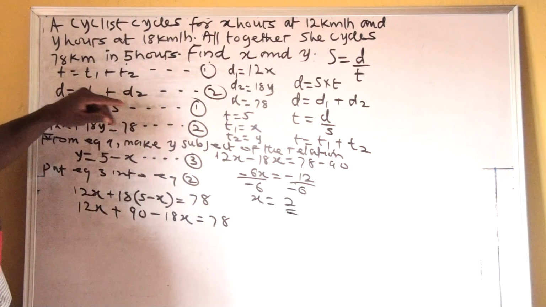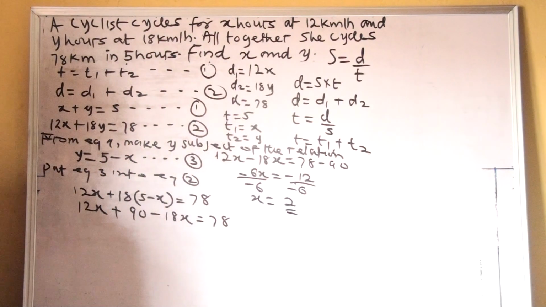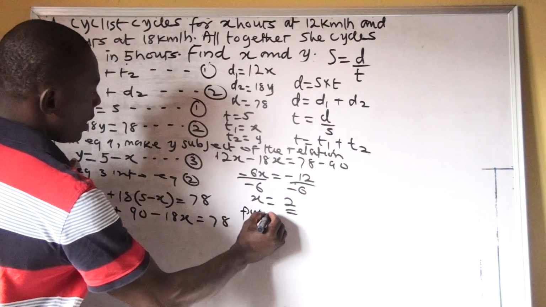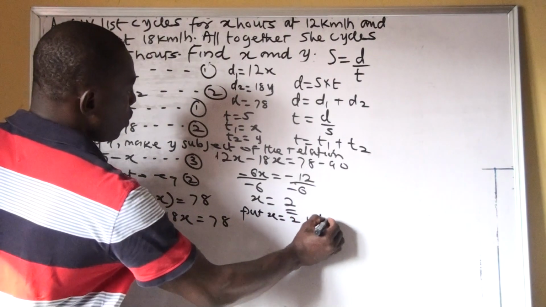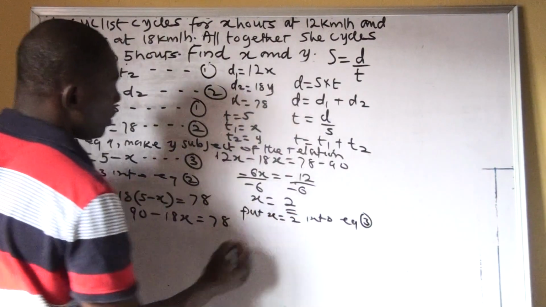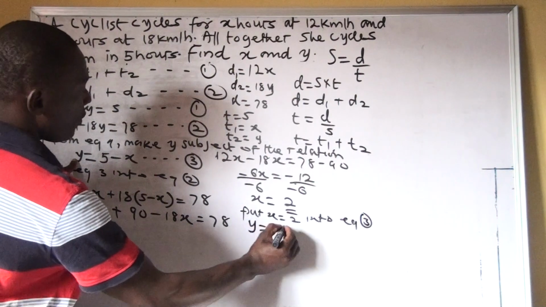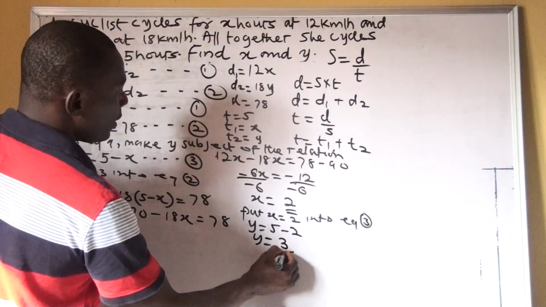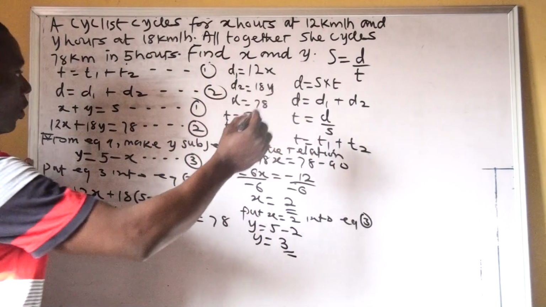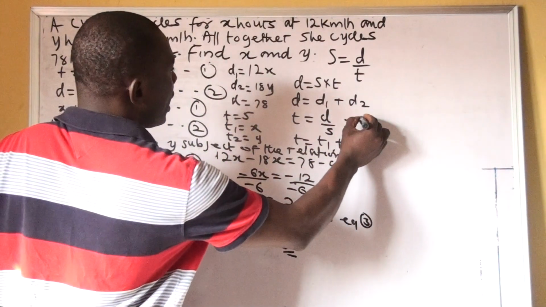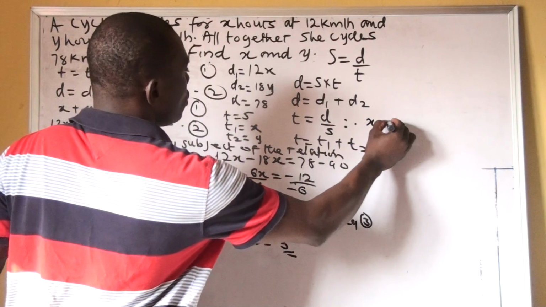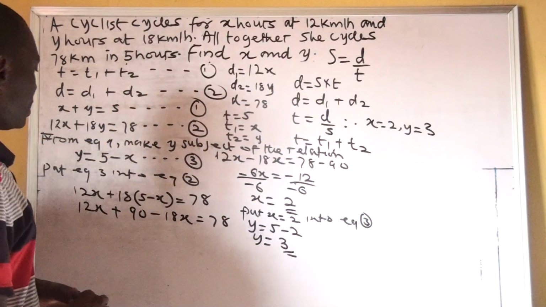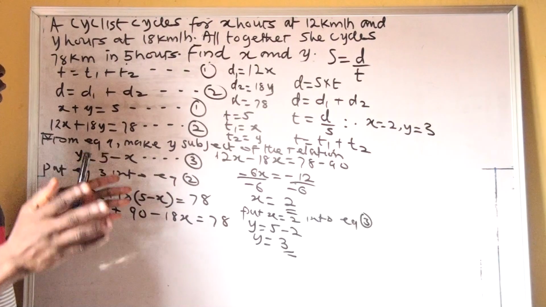Now we've gotten the value of x, so that means we can also obtain the value of y from equation 3. From equation 3, let's put x is equal to 2 into equation 3. So here we have y is equal to 5 minus 2, so that our y becomes 3. So here we can conclude that therefore our x is equal to 2, then y is equal to what? Equal to 3. So this is one way of resolving a simultaneous equation.